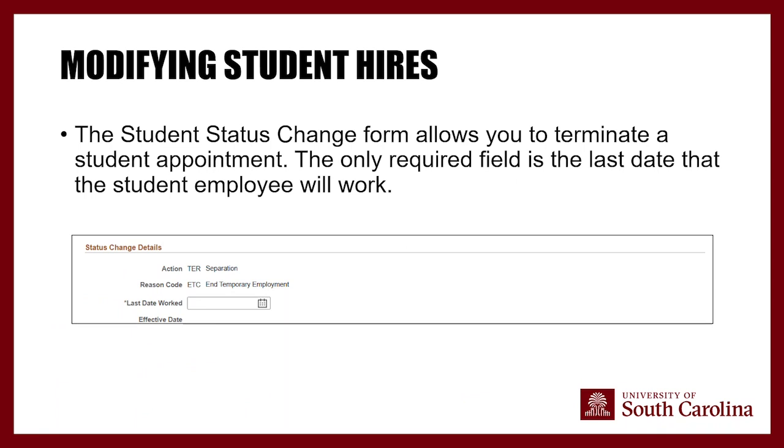The last action that we can take on a student hire is to end an appointment early, what we refer to as a termination. This is done via the Student Status Change e-form. This form allows you to update the last date that a student employee will work. You only need to utilize this form when your student hire will end their appointment earlier than expected. All student appointments will terminate automatically on the end date listed on the hire form unless modified.